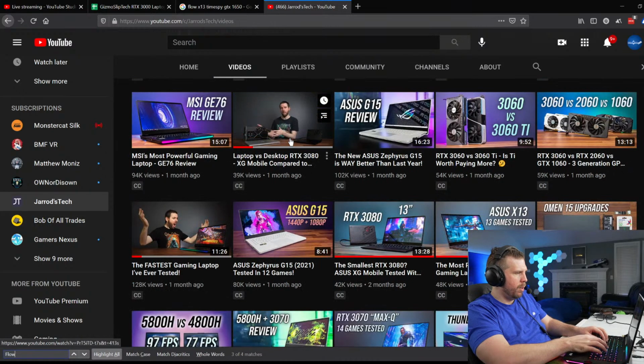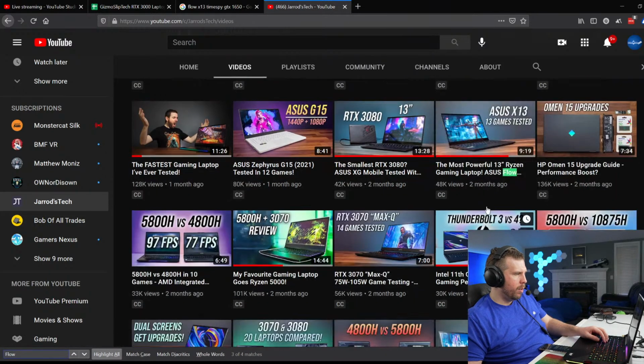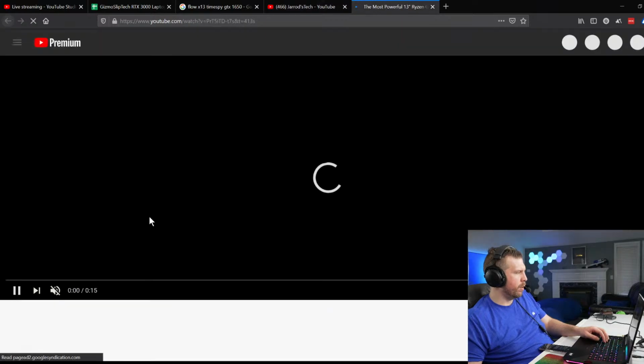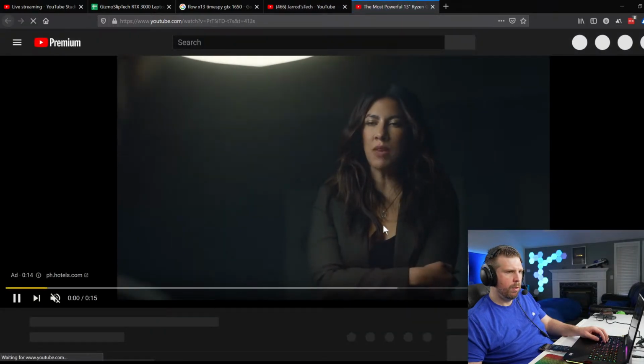Flow 13. I think this is without the external GPU.